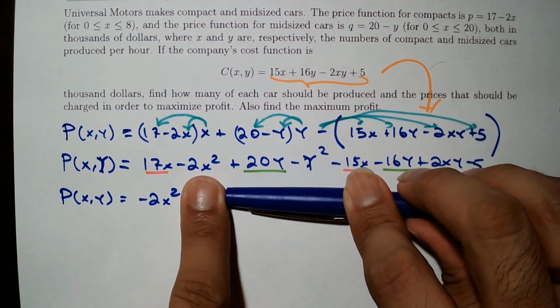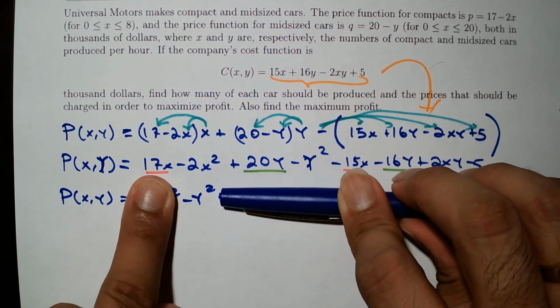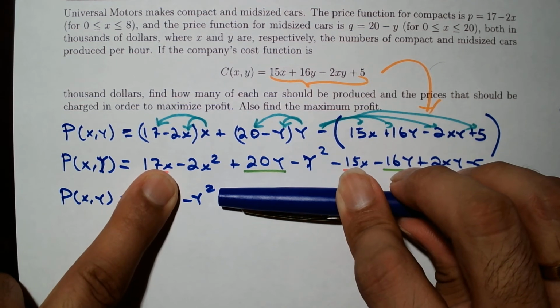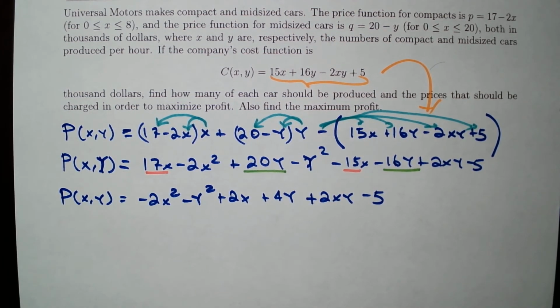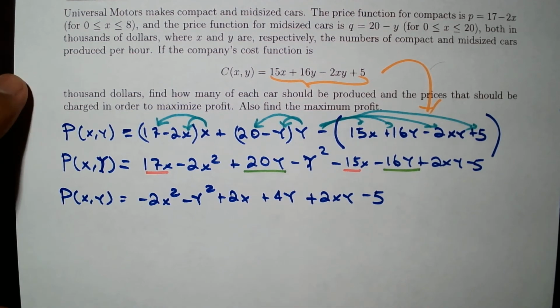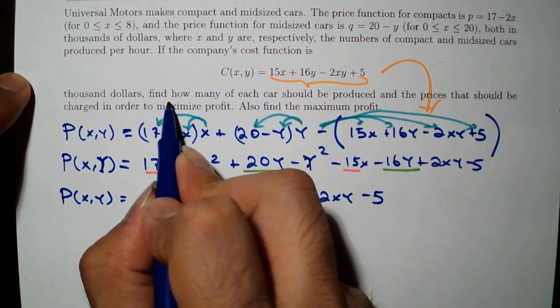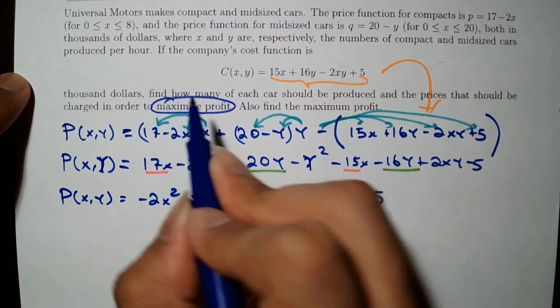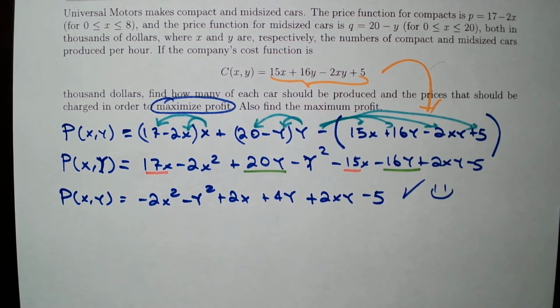Do you see it's an upside down parabola? Also, pretend you don't have this 2x. Do you see the negative y squared? It's also an upside down parabola. So in a way, it's going to be an upside down paraboloid, if you will. Having an upside down paraboloid is going to give us a maximum, which is looking good so far. Okay, so far so good.